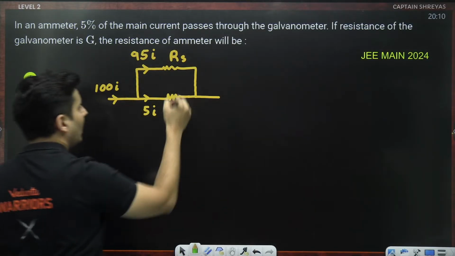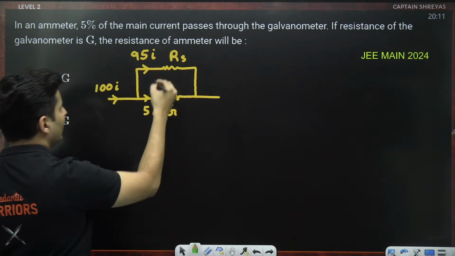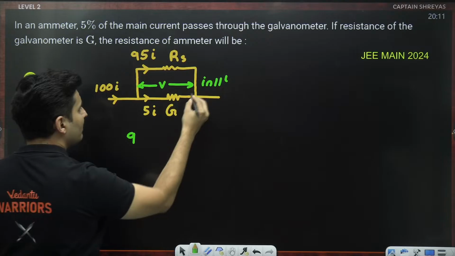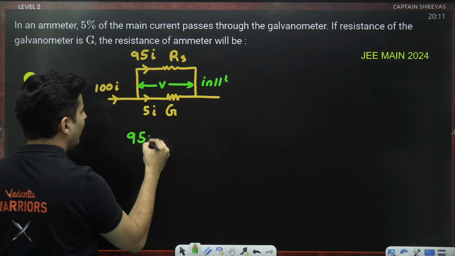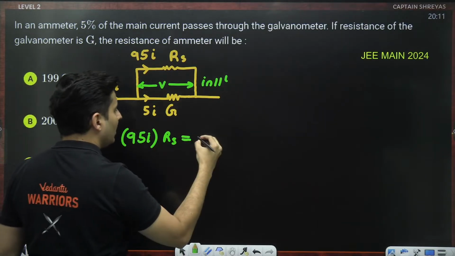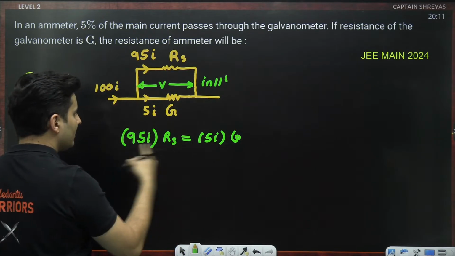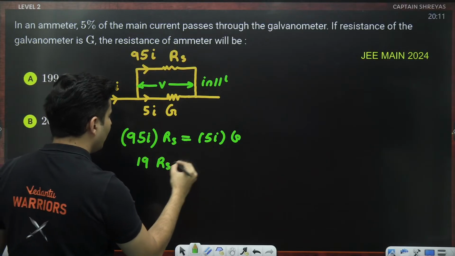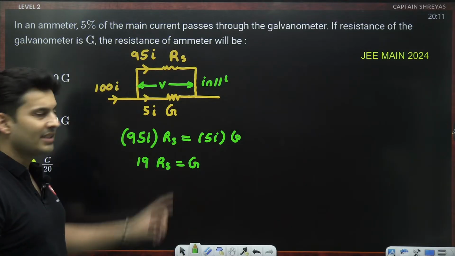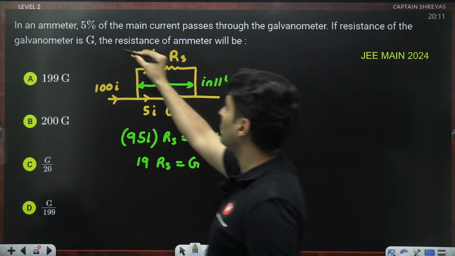Since the shunt and the galvanometer both are in parallel, the voltage drop is the same. Because the voltage drop is the same in parallel, I can say voltage, which is I into R, so 95I, which is the current into the shunt resistance, is equal to 5I into G. Perfect. So I cancels, 5 goes into 95 19 times, so 95 RS is equal to G. So 19 times the shunt resistance is basically the galvanometer resistance. Once I get this, easily we can figure out the total resistance of the ammeter.